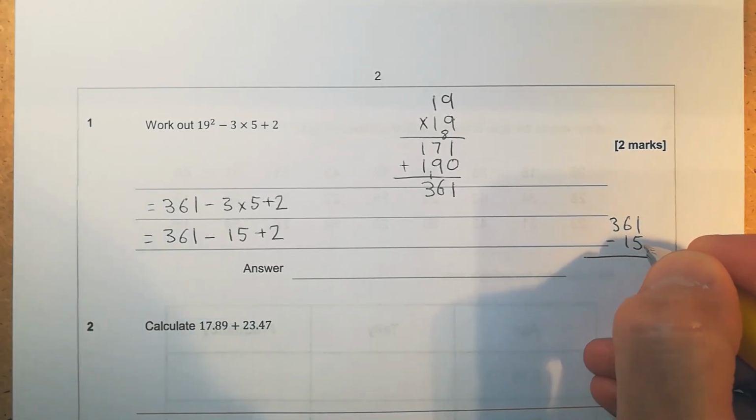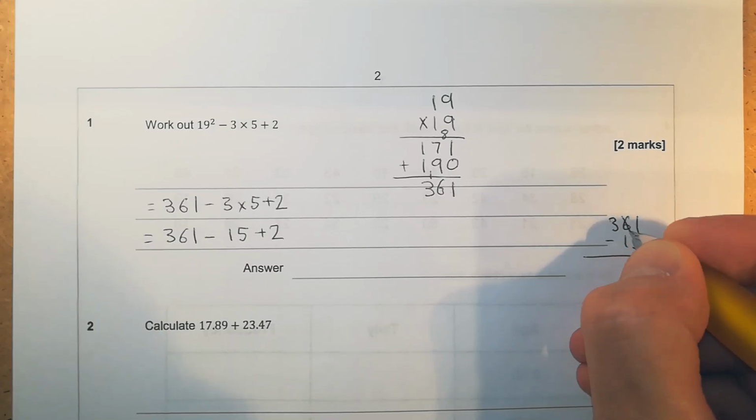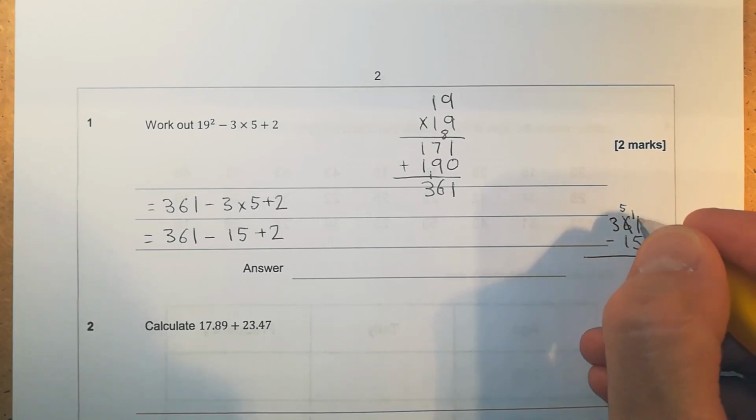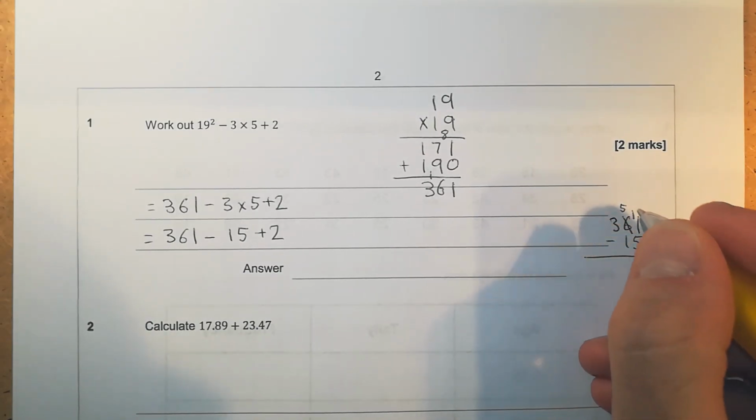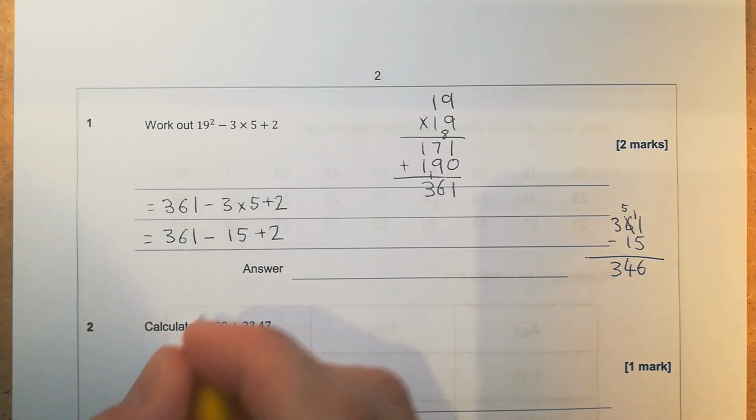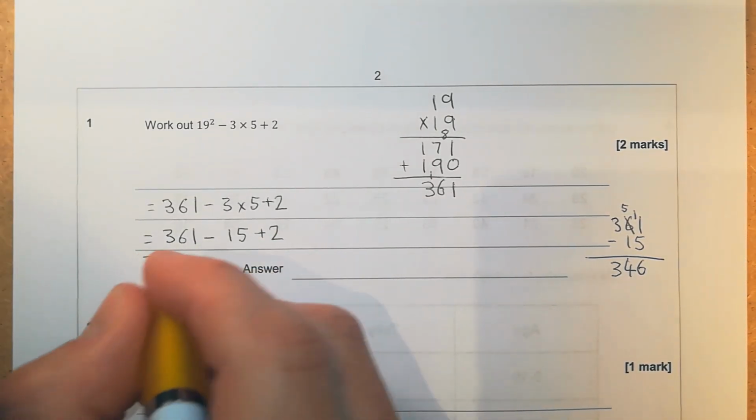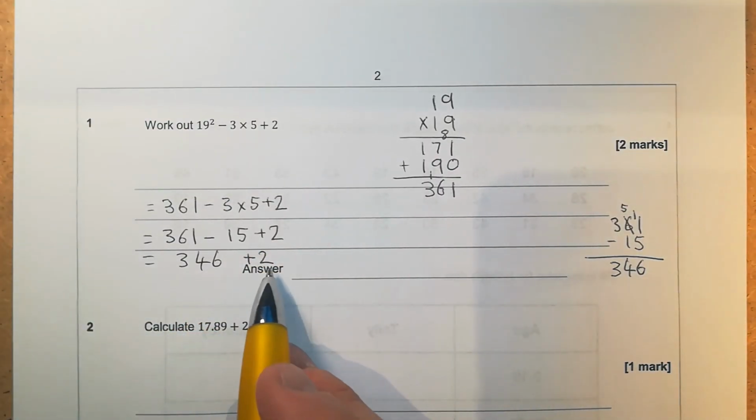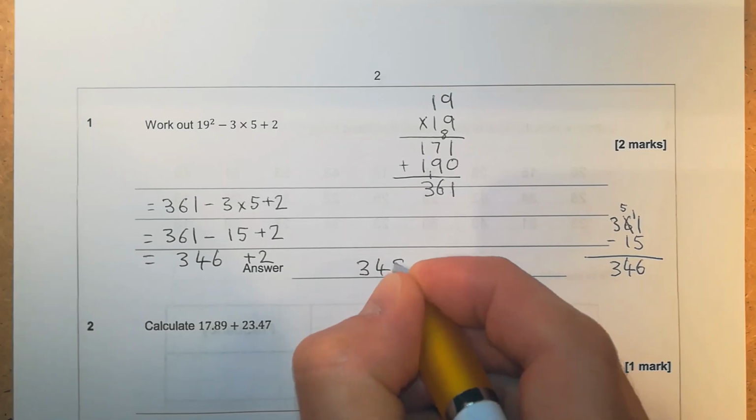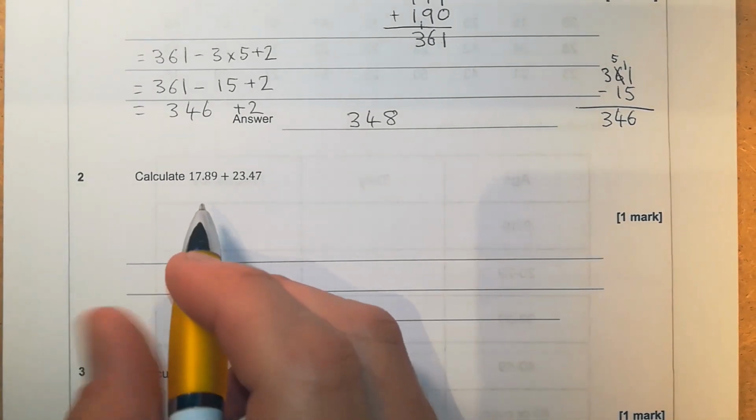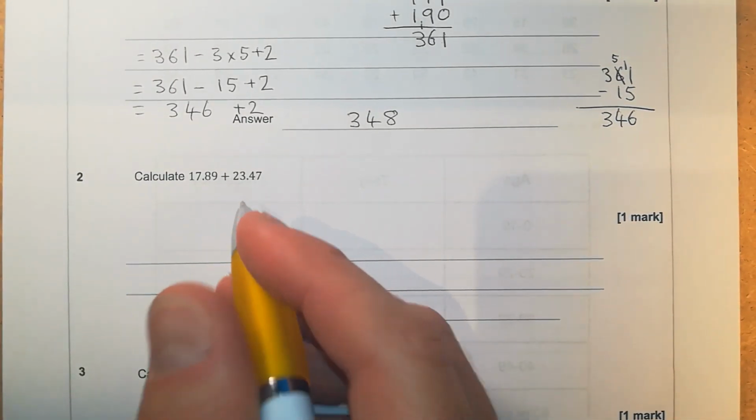minus 15. 1 minus 5, we can't do. So what we're going to do is take a 10 from the 6, so it becomes a 5, and bring that over. So now we've got 11 minus 5, which is 6. 5 minus 1, which is 4. 3 minus nothing, which is 3. So the 361 minus 15 becomes 346, and we've still got the plus 2. And this is nice and straightforward. 346 plus 2, that's going to be 348.